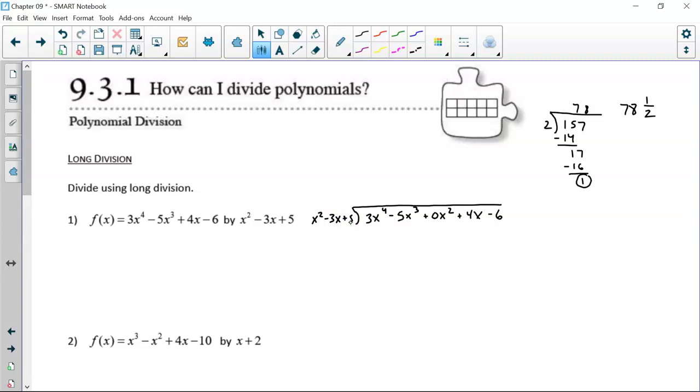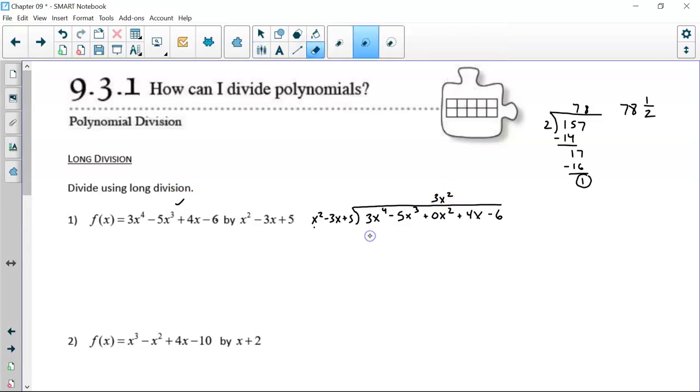You want to write as carefully as possible. There's a lot of numbers here. All I care about is the first number on the outside and on the inside. To get x squared to become an x to the fourth, I have to multiply by 3x squared. I'm dividing by a trinomial, so I'm going to count over 3 places, and my 3x squared goes on top.